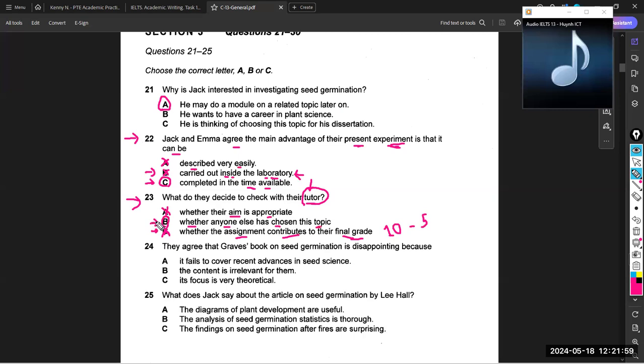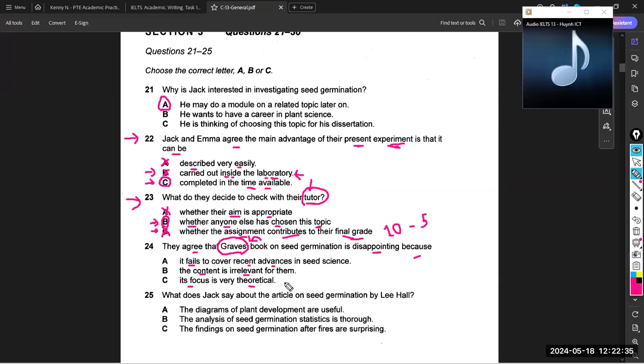So it is B. Now 24 is saying they agree that Graves, surely this is a name, a keyword, that Graves' book on seeds germination is disappointing. Why is the book about Graves disappointing? Because of what? Because it fails to cover recent advances in seed science, or maybe the content is irrelevant for them, or maybe its focus is very theoretical.